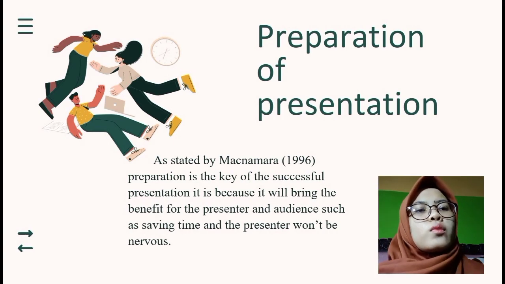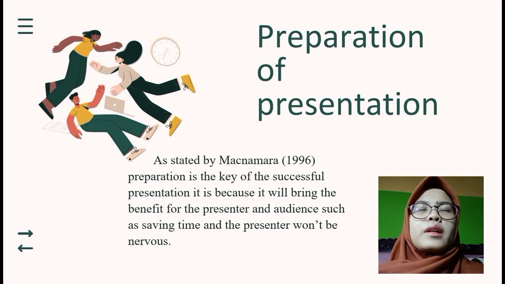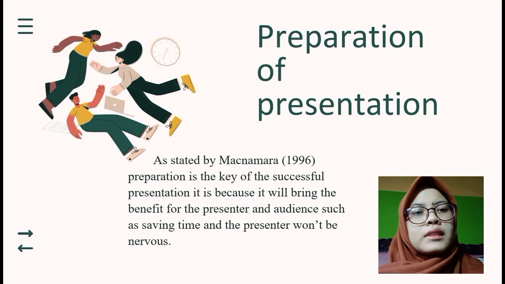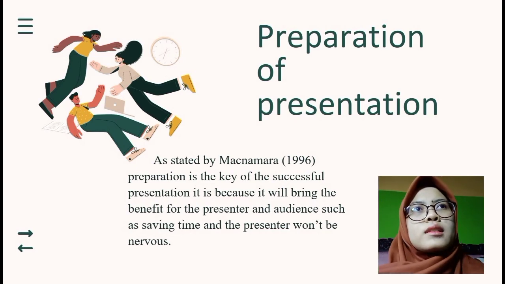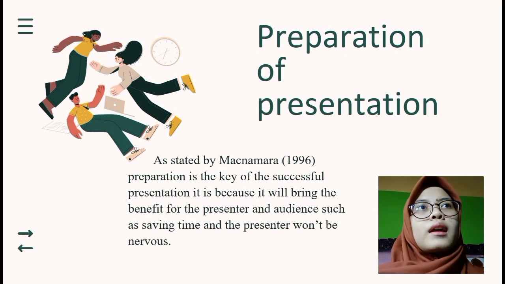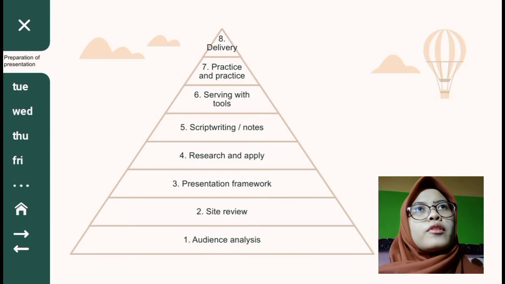So let's start with preparation of presentation. As stated by McNamara in 1996, preparation is the key of a successful presentation. It is because it will bring benefit for the presenter and the audience, such as saving time, and the presenter won't be nervous. For the next slide, there will be a pyramid.